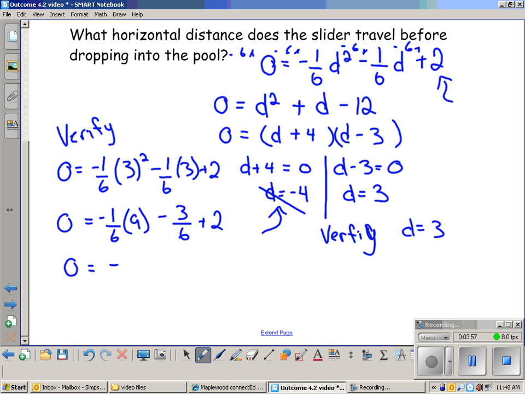This is negative 9 over 6 plus 3, instead of plus this should be a subtract, 3 over 6. And then the plus 2, if I write it as a common denominator of 6, would be plus 12 over 6. Negative 9 minus 3 plus 12 does give me 0 over 6. So therefore, I've verified that equation.